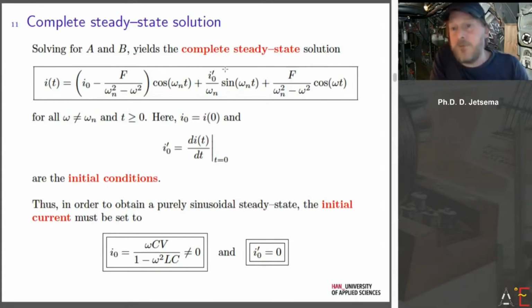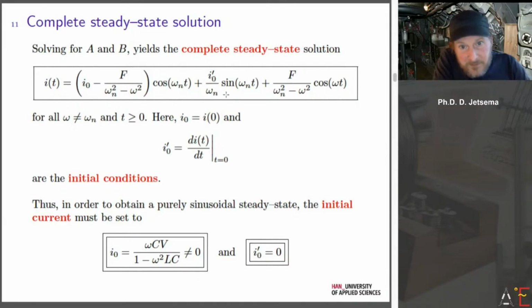Because there is no friction, in that sense there is no transient that damps out. That's also the underlying physical reason why you see this homogeneous part in terms of A and B. And if you solve them, this is what you get.